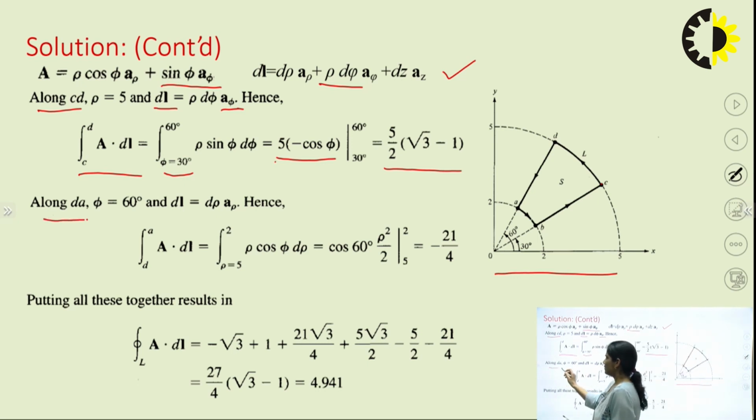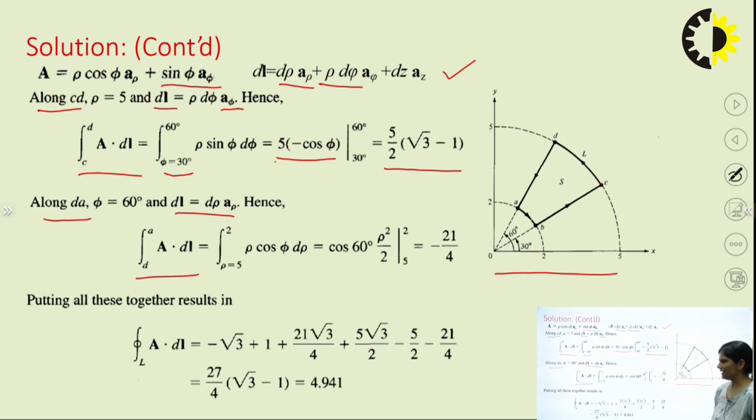Along DA. Now the last line D to A, and write down DL with the help of this DL equation. Now DL is d rho a rho. So write down this for a rho, unit vector of rho. So d rho a rho. Now line integral find out for D to A, that is A dot DL, and when you are solving for D to A, so your rho is 5 here, and at this point rho is 2. So rho is changing from 5 to 2 when you are considering the case of D to A.